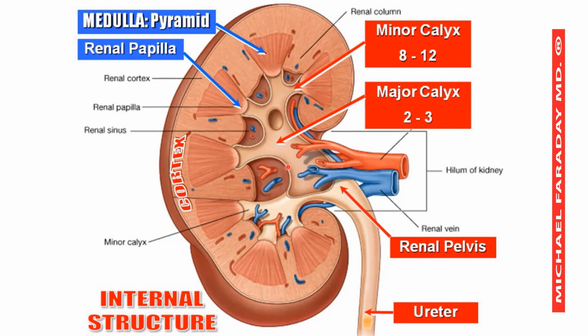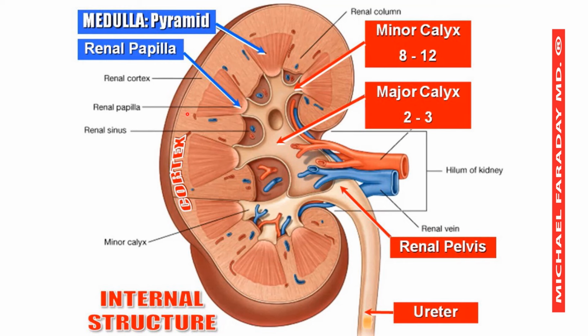Now we'll look at the internal structure of the kidney. There are two main parts: the outer cortex, and this is the renal cortex, the outer part. You can follow my cursor. And then we have the medulla. So there's the cortex, and then there's the medulla.